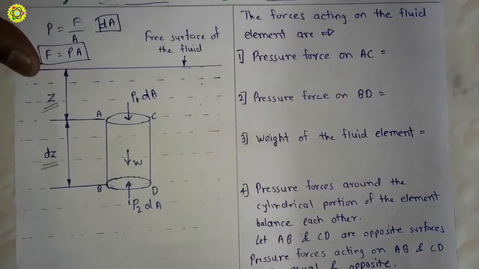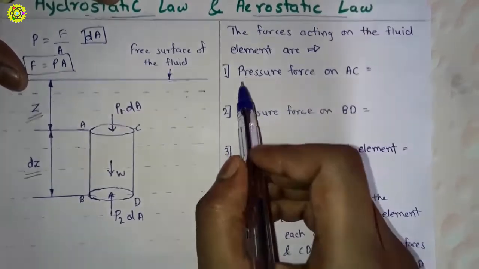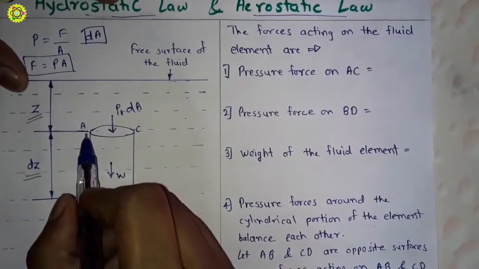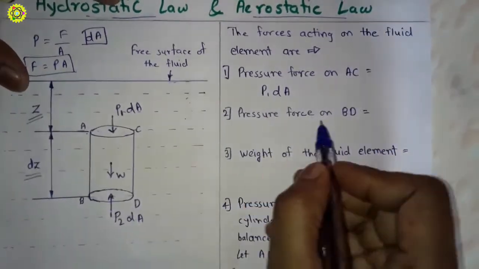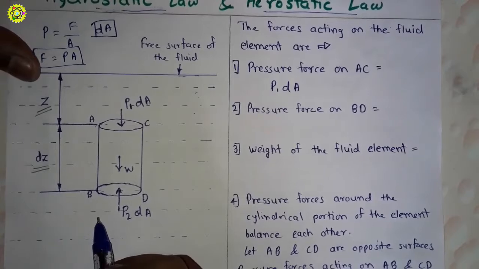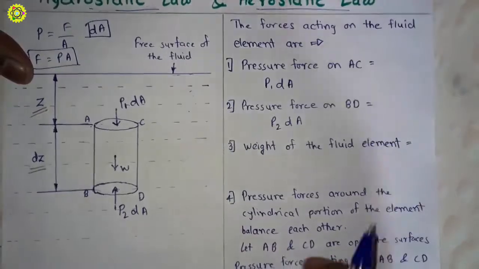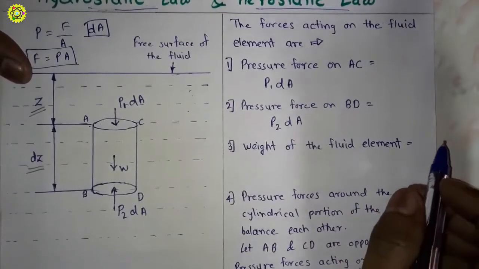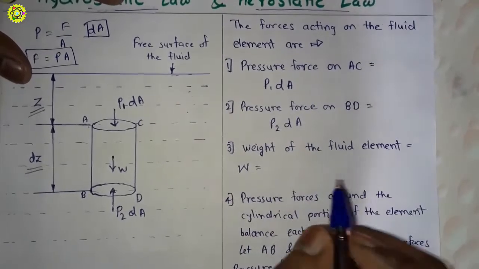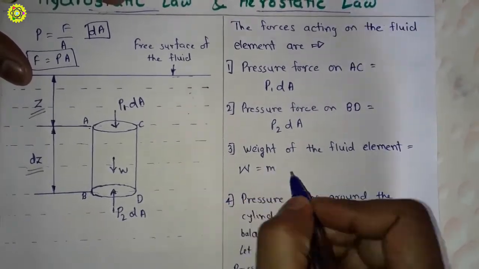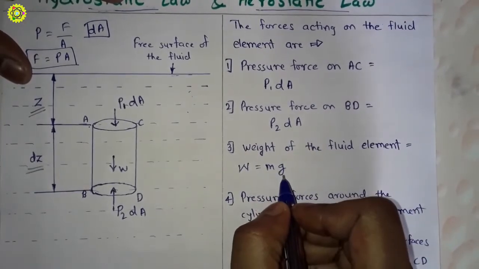Now see here friends, the forces acting on the fluid element are: pressure force on AC, which is P1 dA; pressure force on BD, that is this surface as you can see in the diagram, which is P2 dA; then the weight of the fluid element, W, which is given as mass into acceleration due to gravity, that is g. So it is mg.